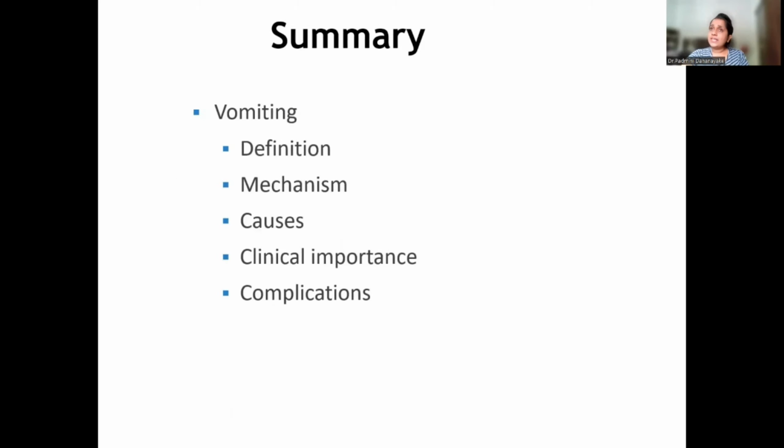So these are the things we have to learn regarding vomiting. We learned about what the vomiting action is, that it is a reflex. We learned the mechanism, the vomiting act, and we learned some causes, clinical importance, and briefly discussed the complications. So that is regarding vomiting.